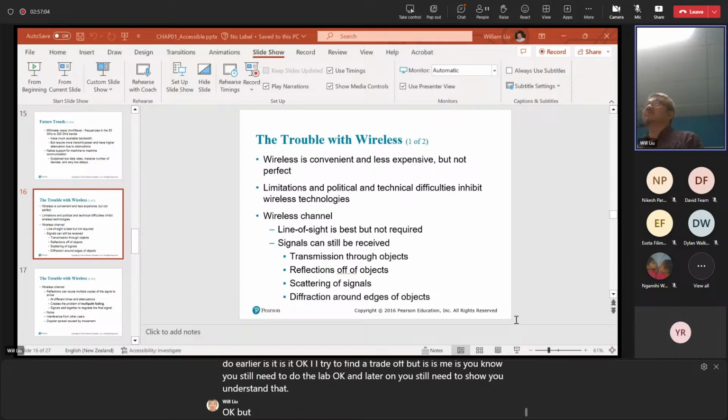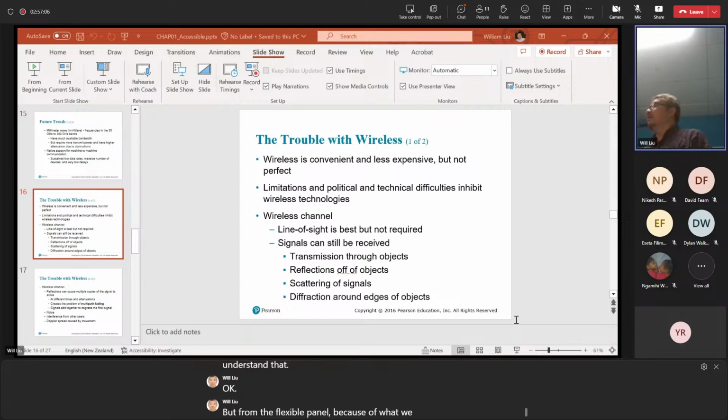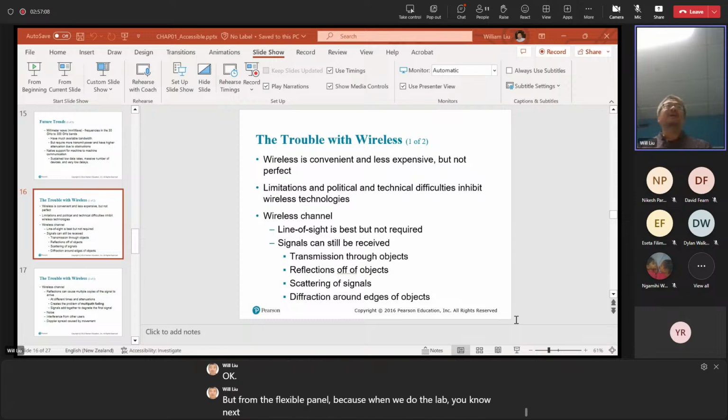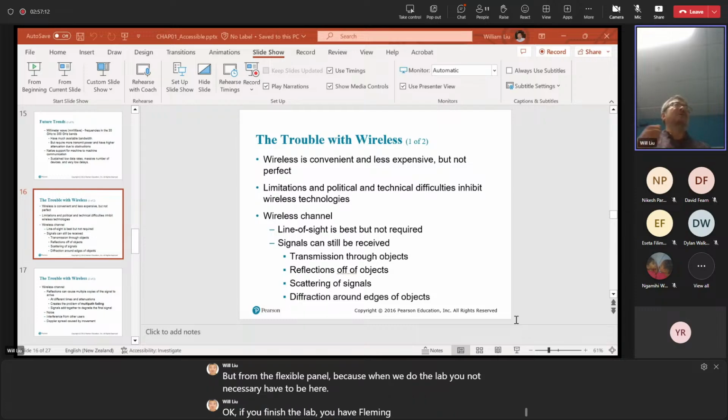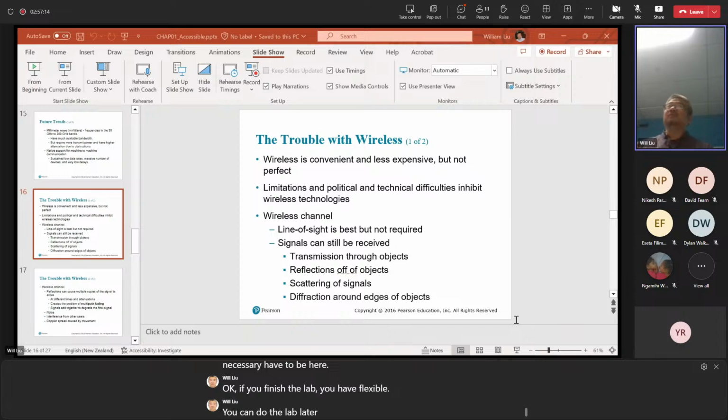From the flexibility point of view, when we do the lab, you don't necessarily have to be here. If you finish the lab, you are flexible; you can do the lab later, or somewhere else. I hope this can be a trade-off way.